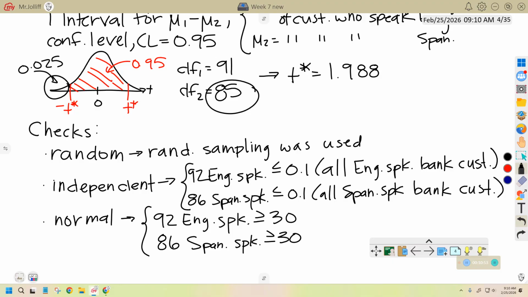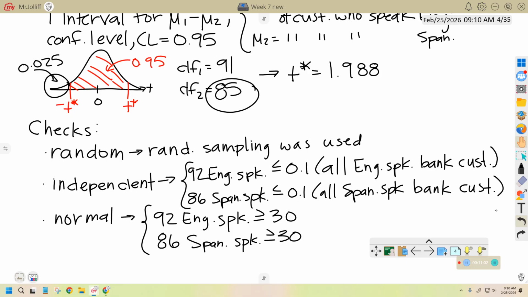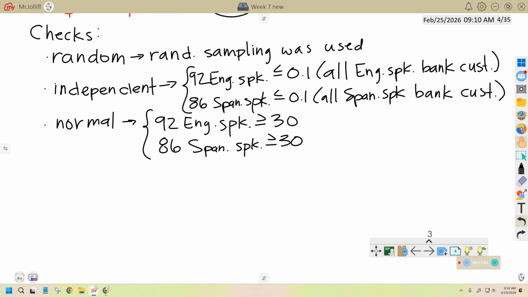So we have passed all 3 checks. We are happy statisticians. We move on to the do stage. Scoochie up. So I know my confidence interval formula, please don't judge me, is going to be sample statistic plus or minus critical value times standard error. That's the formula from the equation sheet that you're going to have on test day.